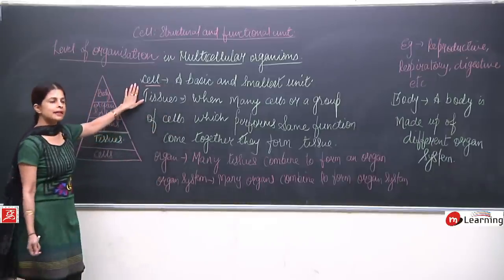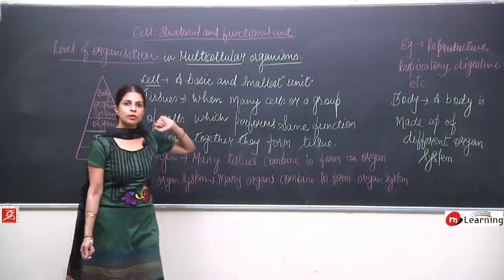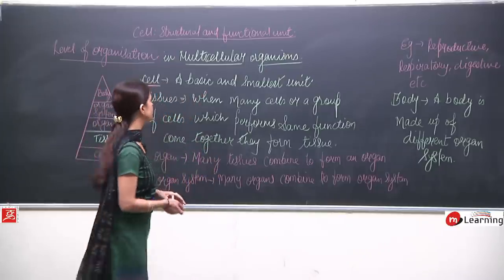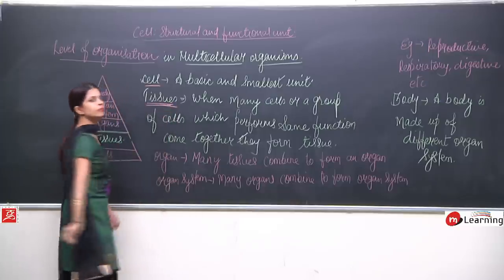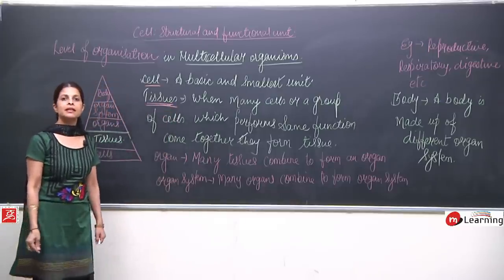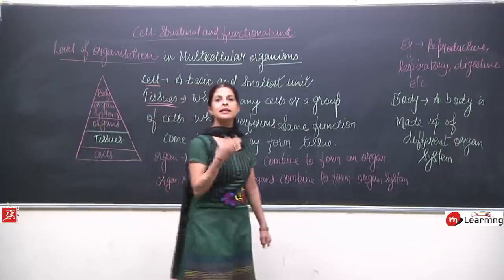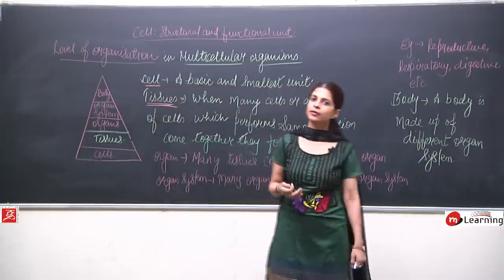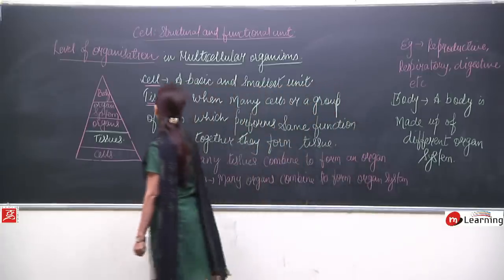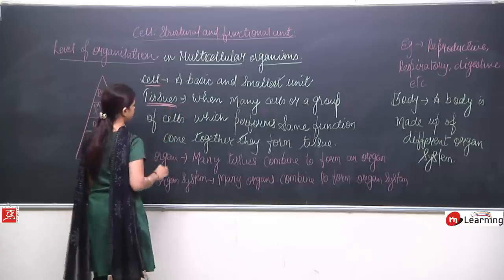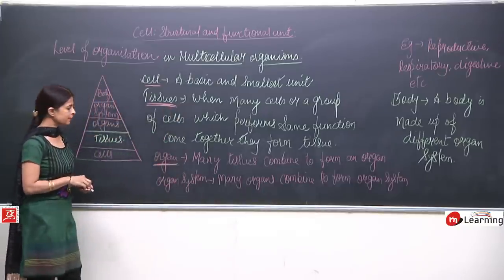We have discussed the cell. So, cell is what? Now we know it's the basic and the smallest and the functional and the structural unit of life. Cells combine to form tissues. That means the group of cells form tissues. And which group of cells? Cells which are related or performing the same kind of function, and all these cells are of the same type. Now when we talk about the organs, tissues form the organs.